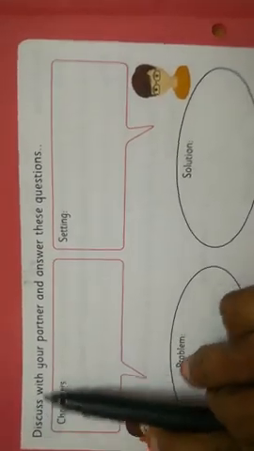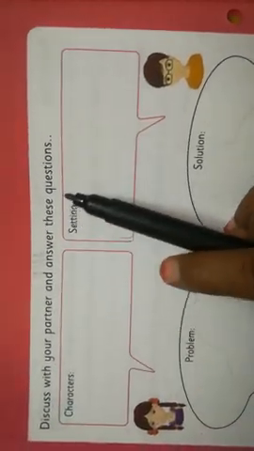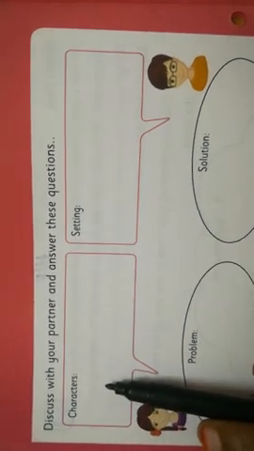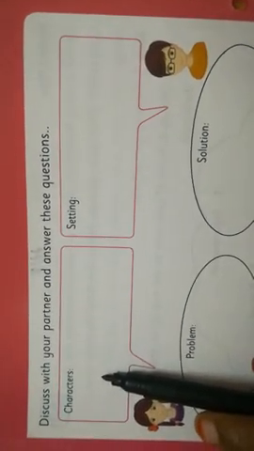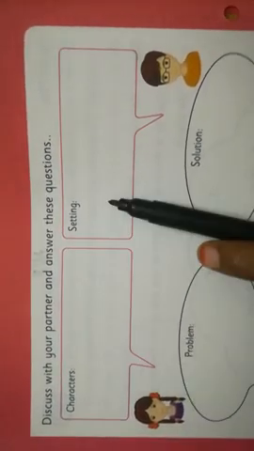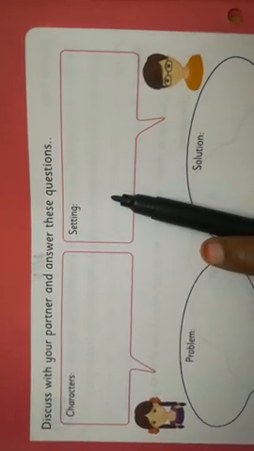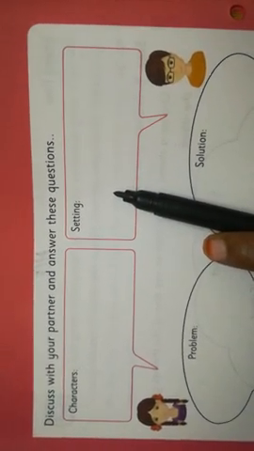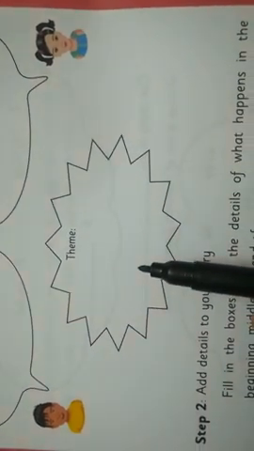Next, discuss with your partner and answer these questions. What are all the characters in your story? You have to write the characters. Settings. What are all the settings you have to input in this story? You have to write it here, children. Then you have to write the problem. Then the solution of the problem. Next one, theme. What is the theme of your story? You have to write it here, children.